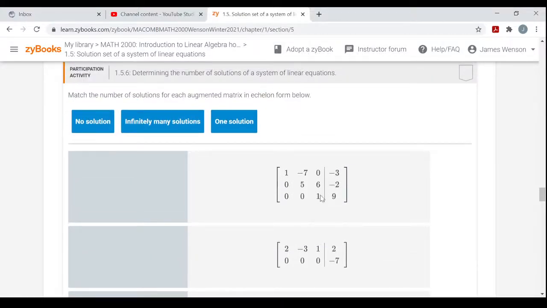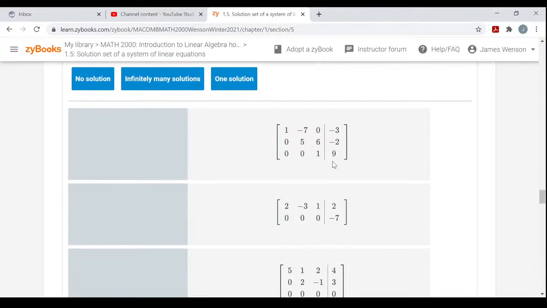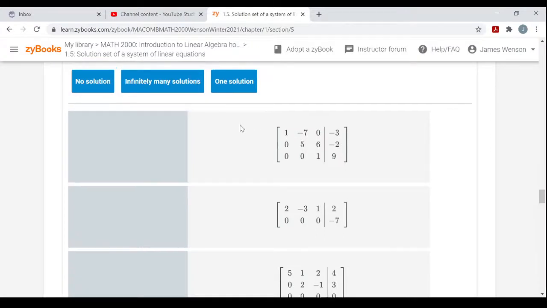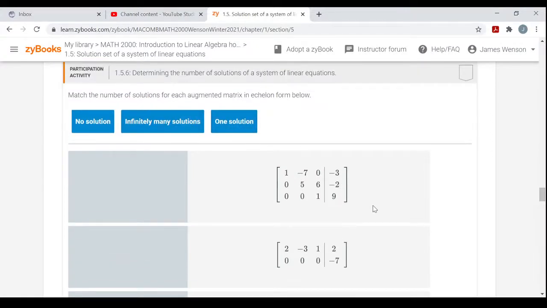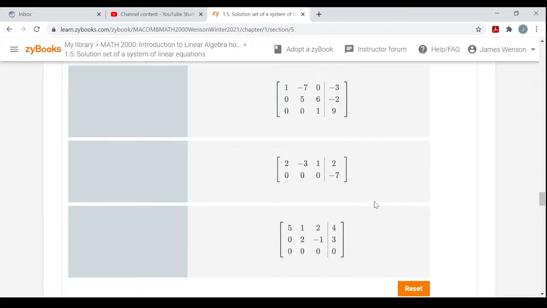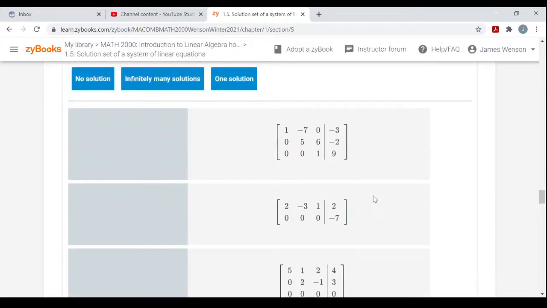All right, so this is what I'll finish off with here. I'll just do this first one, maybe the first two here. First one. Now it says here all these matrices are in echelon form. Right? Every single one of these matrices is in echelon form already. We'll get into a section after this where we have to put things in echelon form ourselves. Right? It's not going to be given to us that way, but for right now they are.